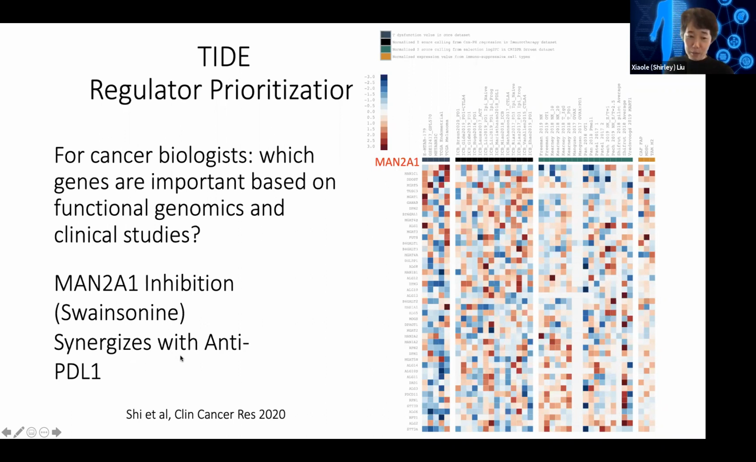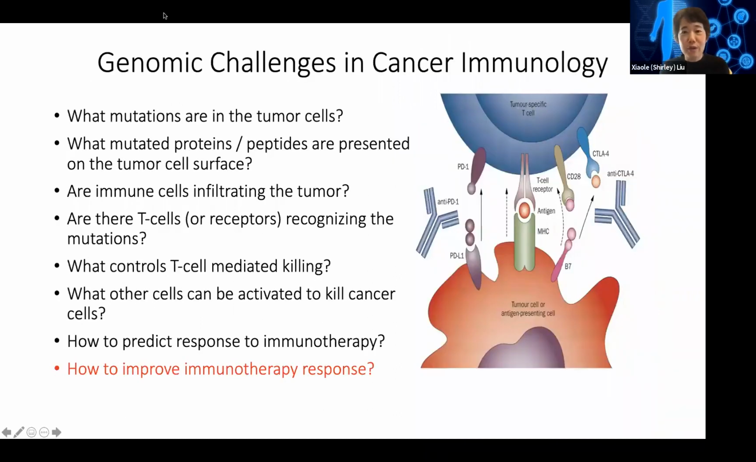And so we were able to experimentally validate that indeed, when you combine the MAN2A1 inhibition, this small molecule drug, with anti-PD-L1 antibody, it can make the tumor shrink faster. So this is using all the immunotherapy data and existing biomarkers to predict future patient response, and also potentially predict better ways to improve immunotherapy response.